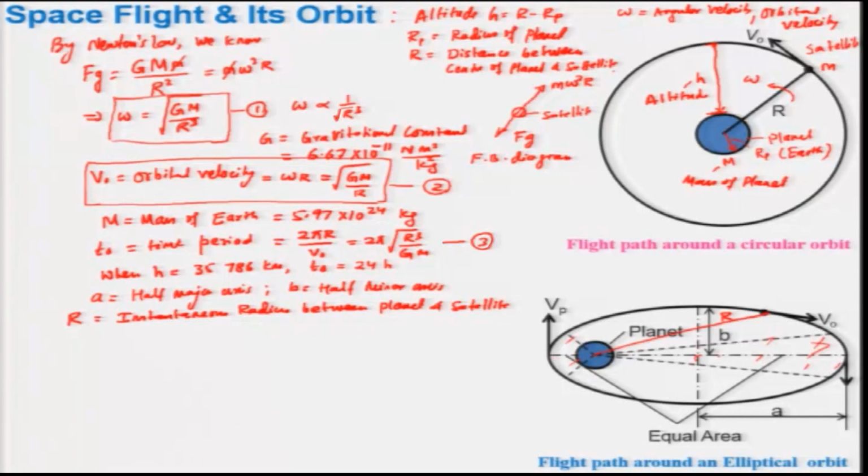And keep in mind that we can define the eccentricity of an ellipse as root over a squared minus b squared, divided by a. Depending on this eccentricity, the elliptical path will be defined, and when e is 0, this orbit becomes circular.